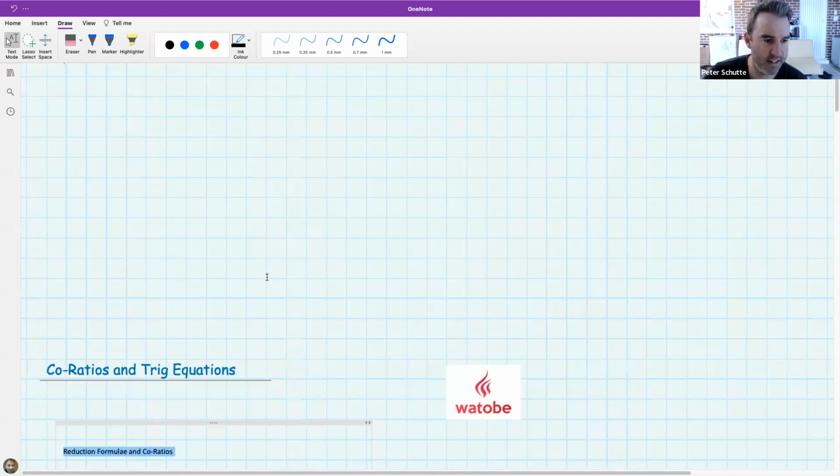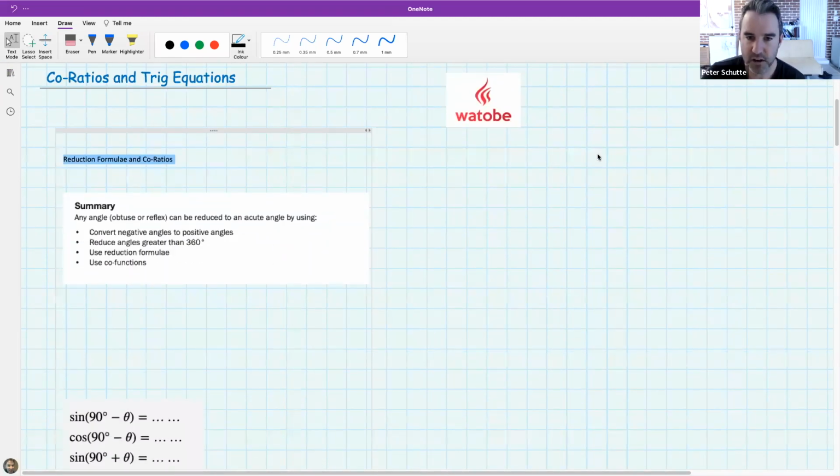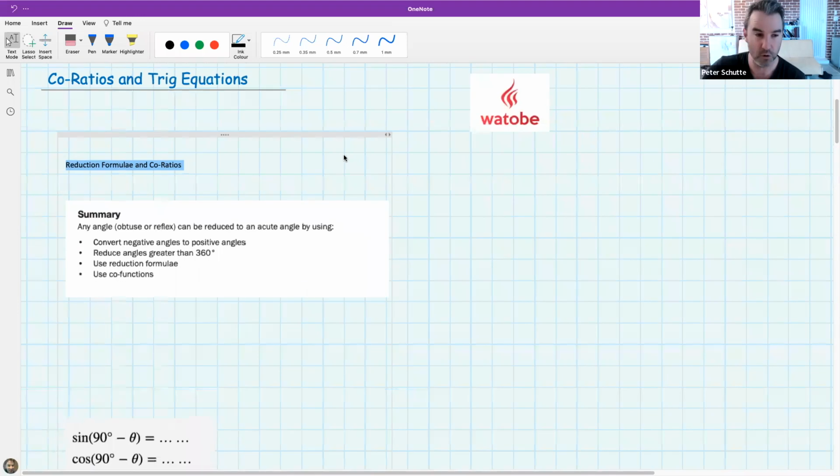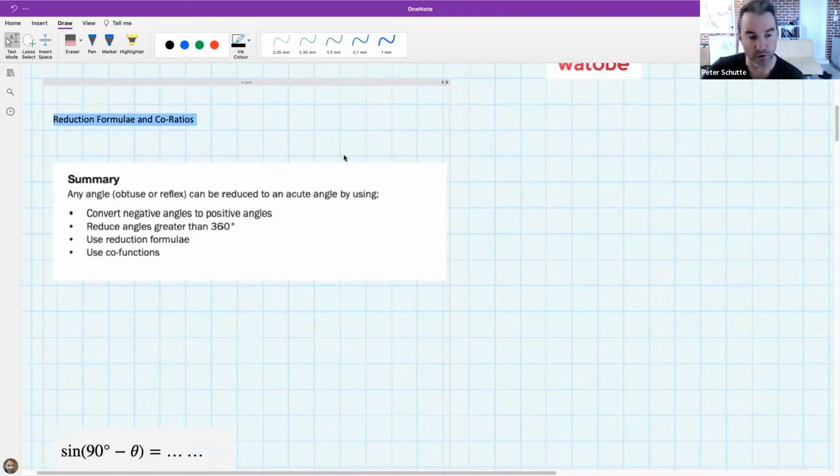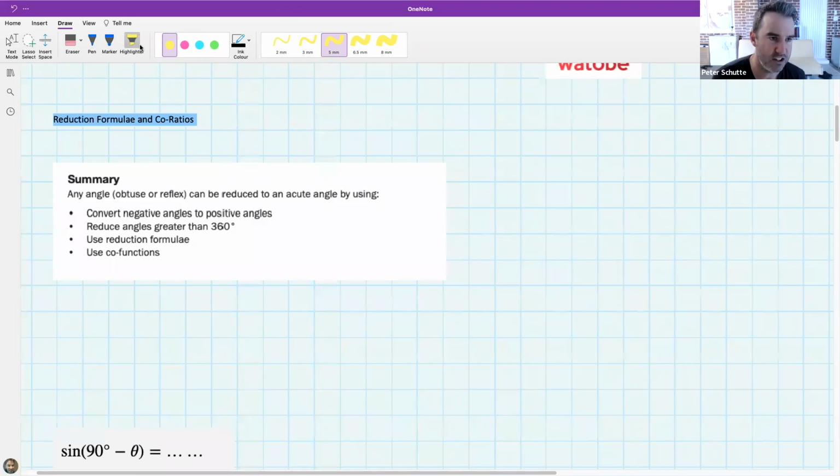What are we doing today? So most of the lesson will be about a thing called trig equations, but before we move on, we just need to touch on something called the co-functions or co-ratios. Now, in the previous lesson, we spoke about the reduction formula. So that was this one over here.